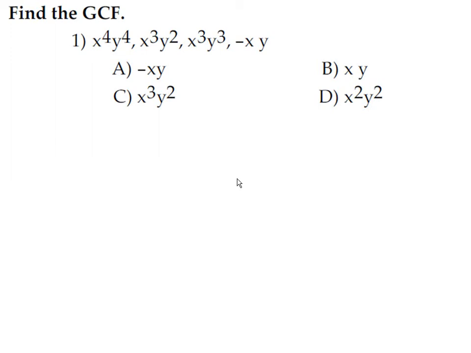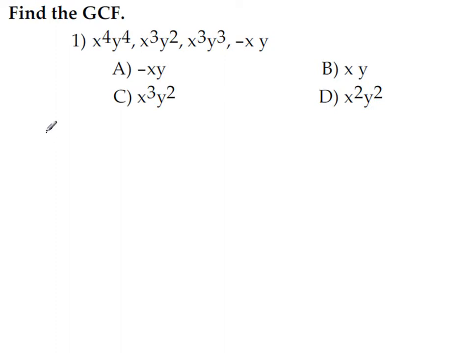The first question is find the GCF between x to the fourth y to the fourth, x cubed y squared, x cubed y cubed, and negative xy. Now it's very important to remember what GCF means. Greatest common factor. So if something can divide into each one of these, then it's a common factor. And if it's the biggest thing that can divide into all of them, then it's the greatest common factor.